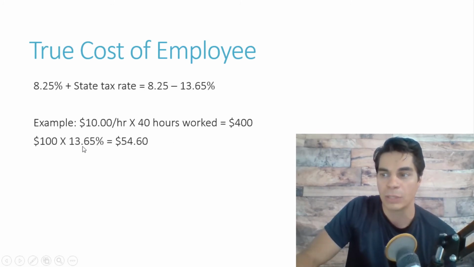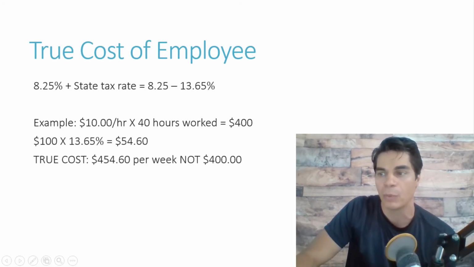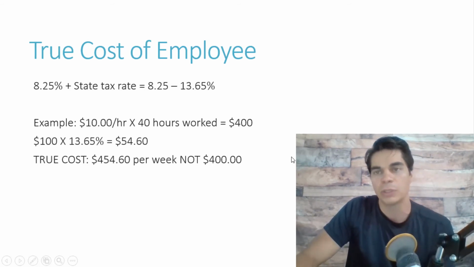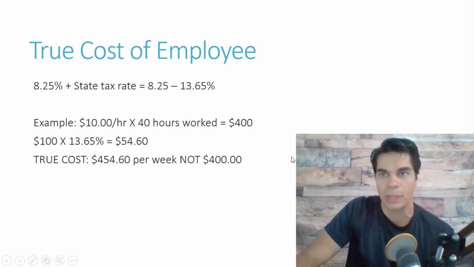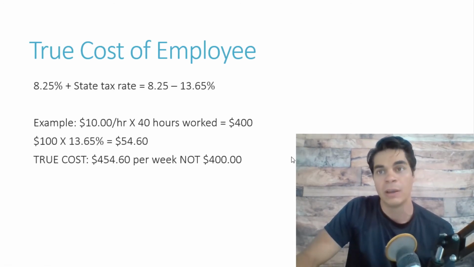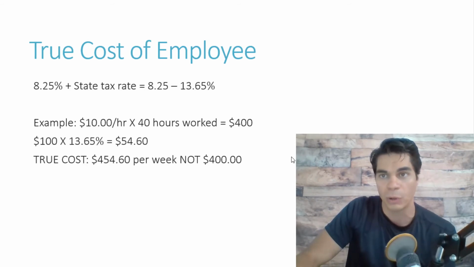Now we add in that 13.65%. So when we calculate that, we have $54.60 of tax on top of their wages. So the true cost is $454.60, not just the $400. So that's step 2, calculating your unemployment tax rate. Step 1 was calculating what the federal employer taxes were. Step 2 is adding in the state unemployment tax rate.